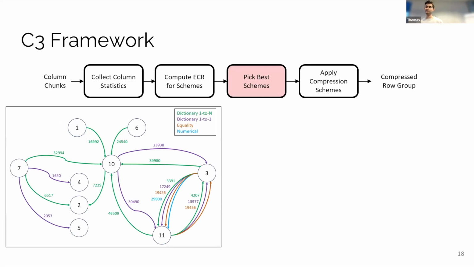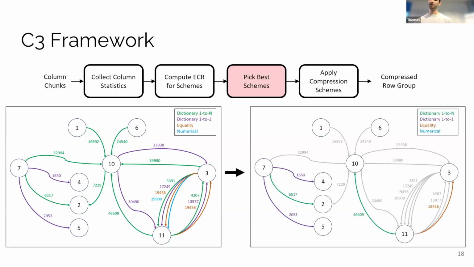This is an example of a correlation graph where the nodes represent columns and edges represent C3 schemes or correlations between those columns. The weighted edges in the graph contain the estimated number of bytes which are saved by using the C3 scheme instead of the individual single column schemes. We can see that multiple schemes may be applicable between two columns. And on this graph, we use a greedy algorithm to pick the schemes which save the most amount of bytes.